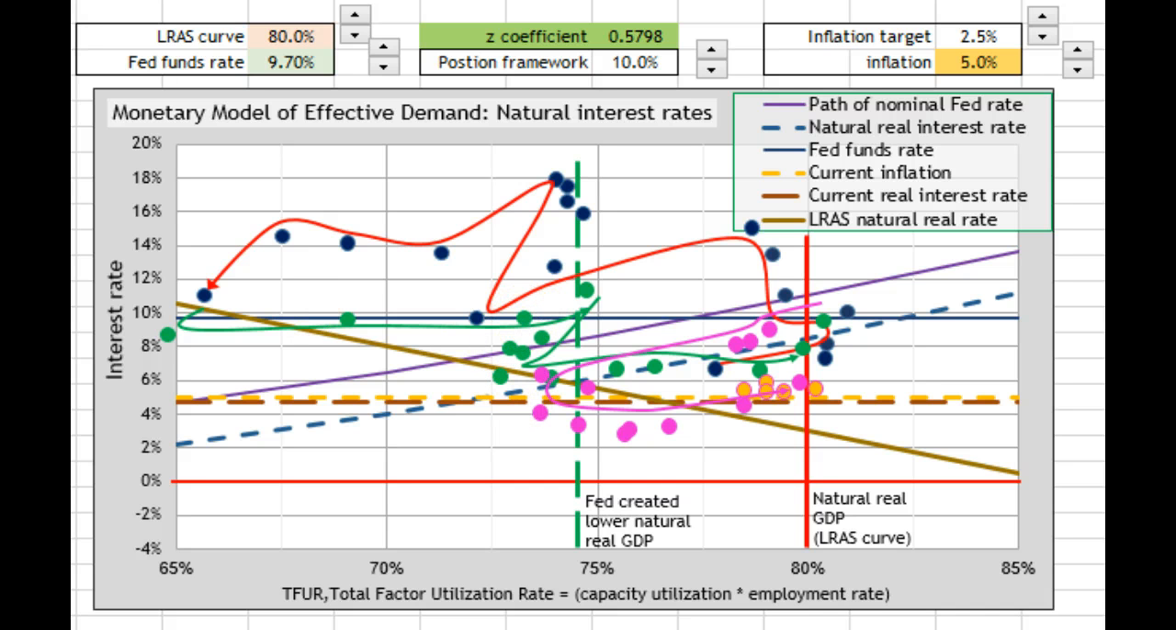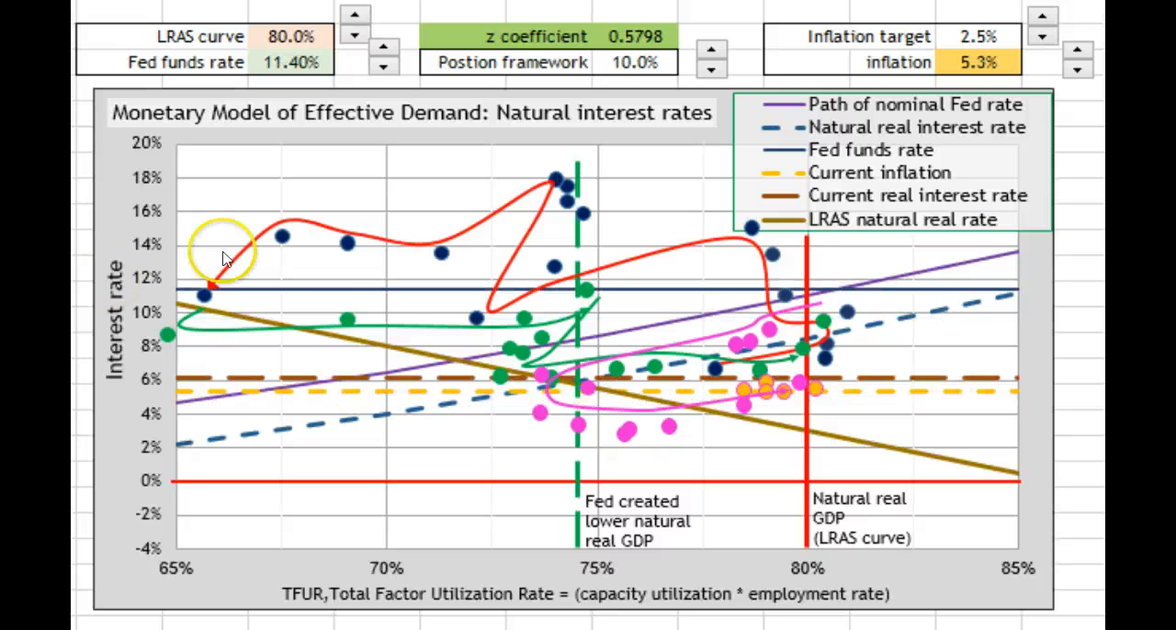All right, let's go to third quarter, 1984. And so as capacity utilization and the employment rate, as the total factor utilization rate comes back to this level where the Fed wants to control it, the Fed jumps up right here. They raise their interest rate to put on the brakes to try and hold the economy at this level.